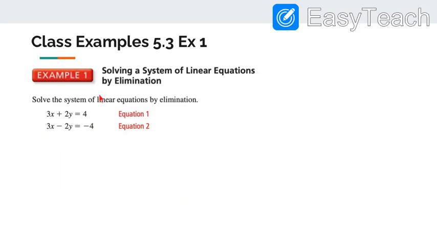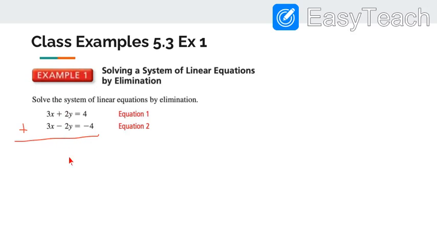Alright, so here's an example of one we can use elimination for. And we can use elimination for this because you will notice that these two values here, the 3x's, are the same, and these two values, 2y and negative 2y, are opposites of each other. So you can choose which way you solve this. I'm going to choose this way. I'm going to add both of these equations together, because positive 2y and negative 2y will naturally cancel out.